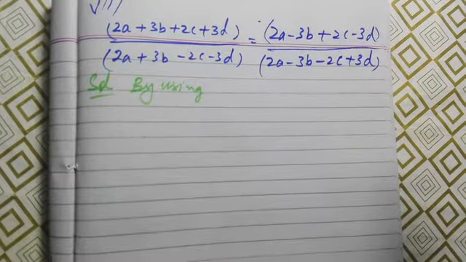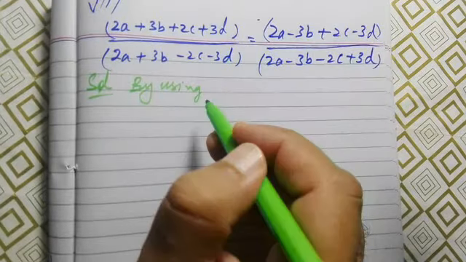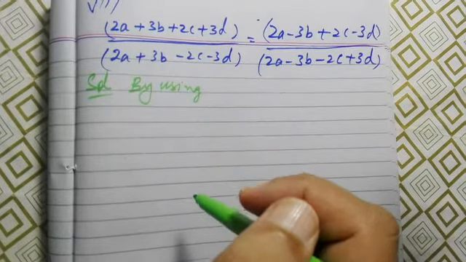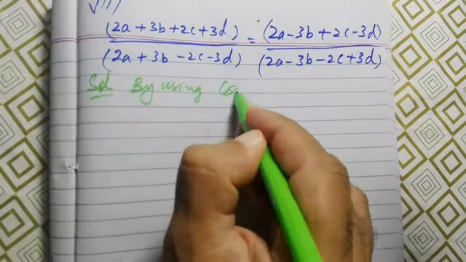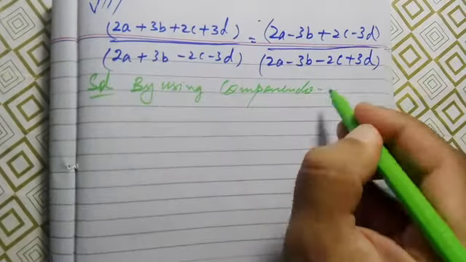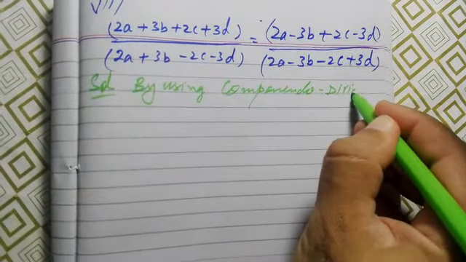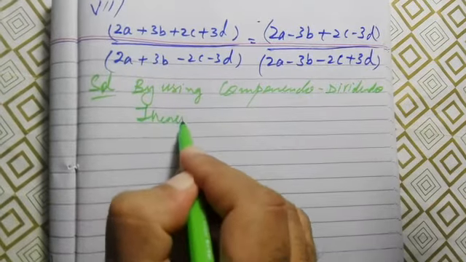Componendo and dividendo theorem: sometimes they ask for it, sometimes they don't. Like in this question, it is not written anywhere to use the componendo and dividendo theorem. But you have to write the reference by using the componendo and dividendo theorem. First write and then quote the statement.